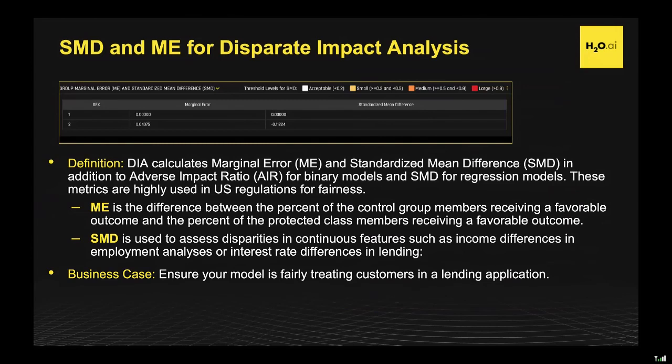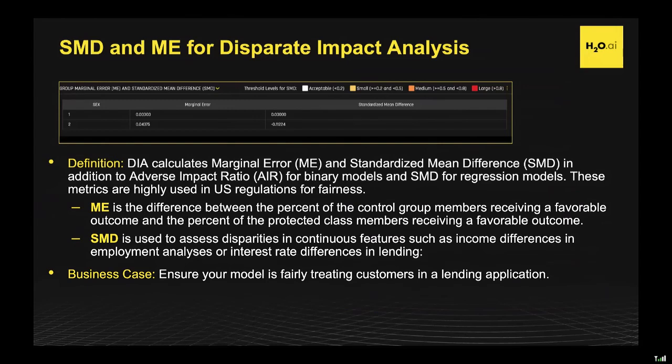What's important to note in the way that I think about this is that marginal error is better for classification problems or classification features, whereas SMD is a nice one for continuous features, like income or interest rates. And I think these types of things are pretty critical because as we think about disparate impact, it's not just education level, it's income level. There are these broad distributions.